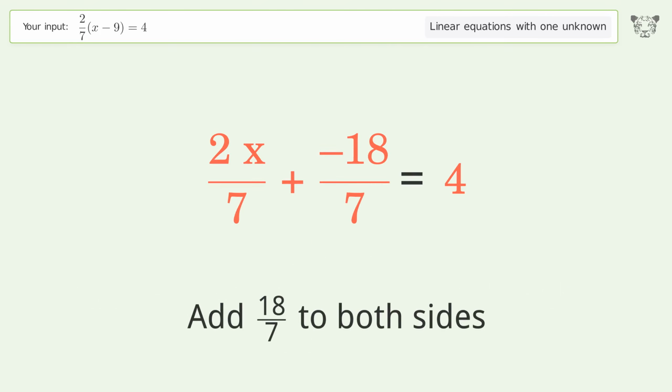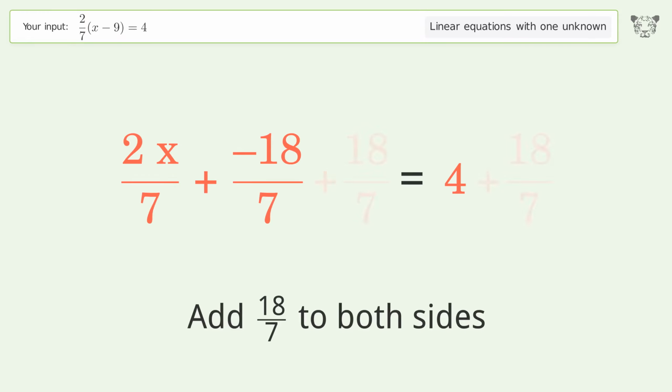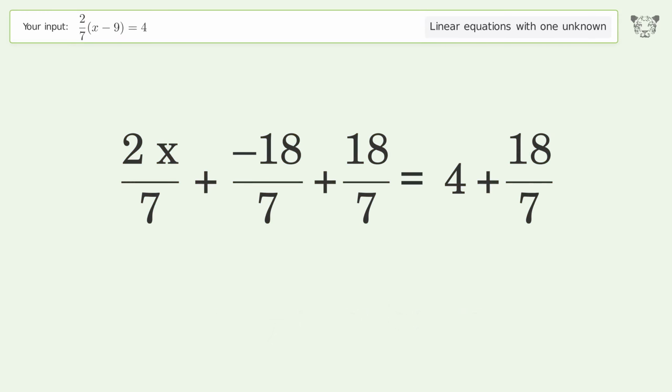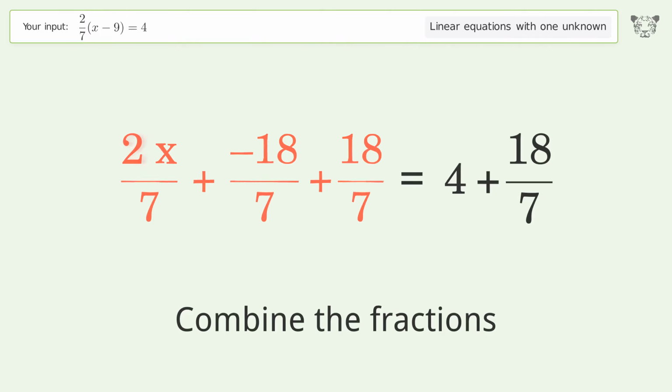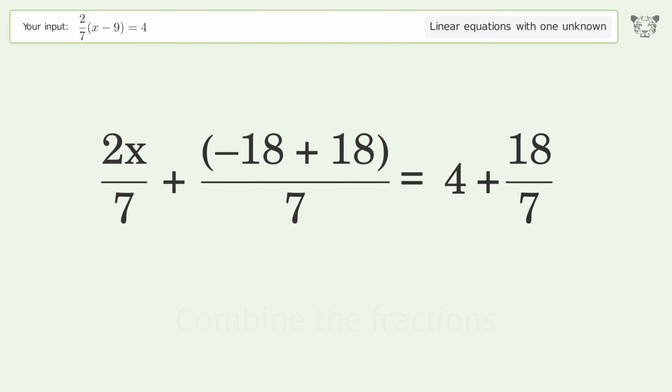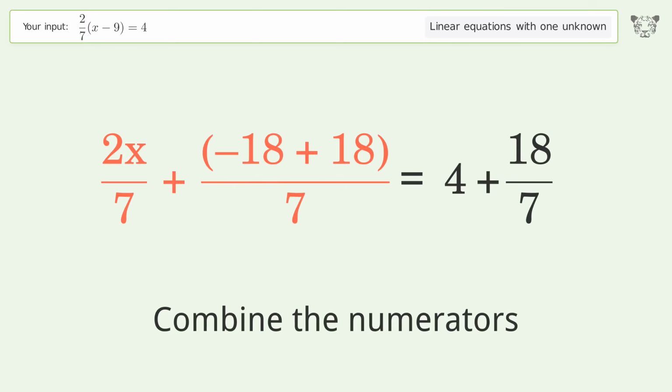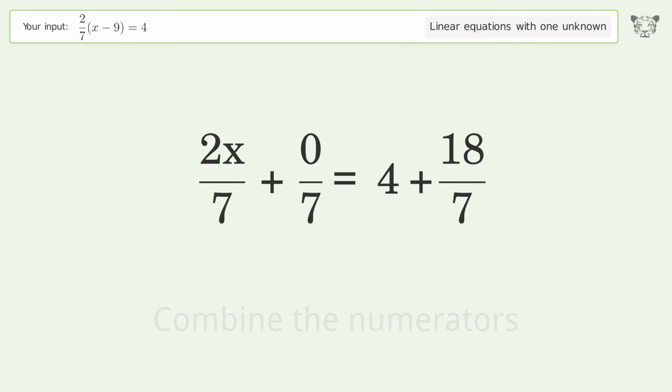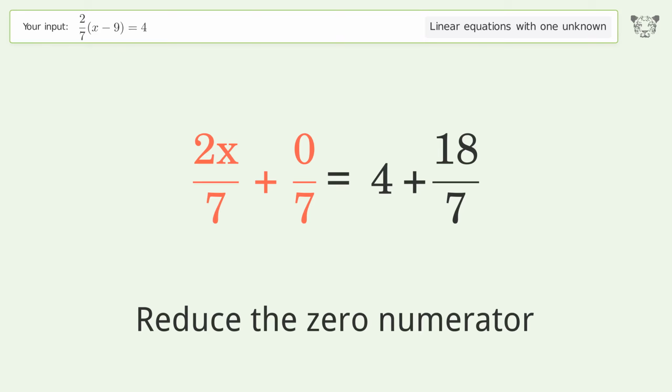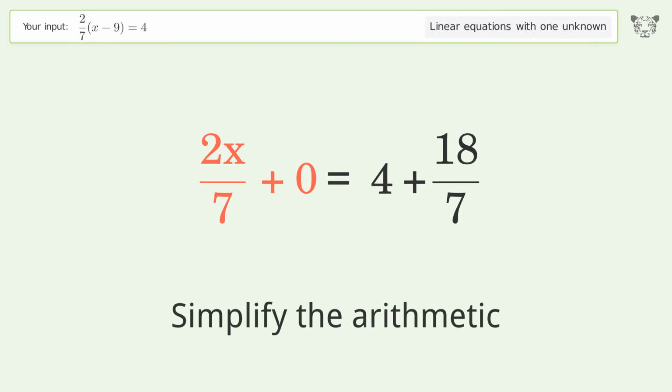Add 18/7 to both sides. Combine the fractions. Combine the numerators. Reduce the zero numerator. Simplify the arithmetic.